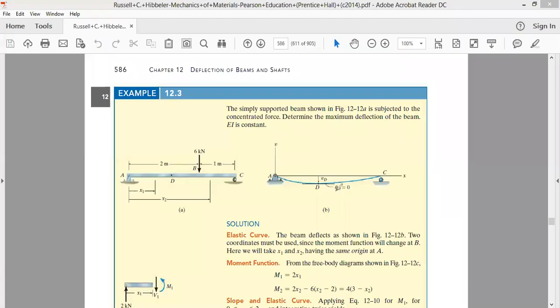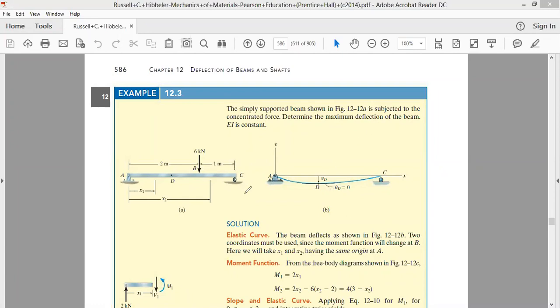I welcome all of you to our fourth lecture on the deflection of beams. The question that we have is about a simply supported beam, which is being subjected to a concentrated load of magnitude 6 kilonewton at a distance of 2 meter from one of its ends, called end A. It says, determine the maximum deflection of the beam.